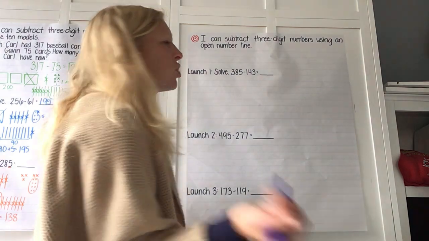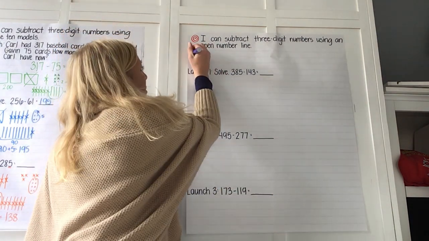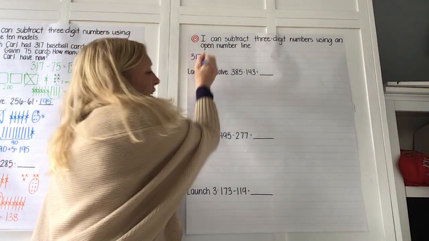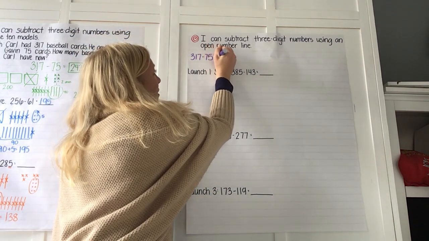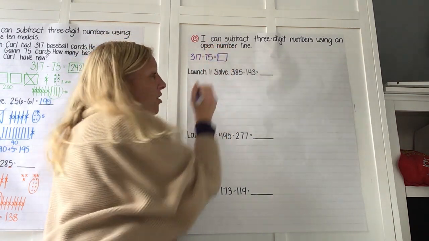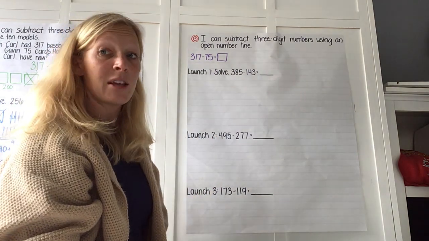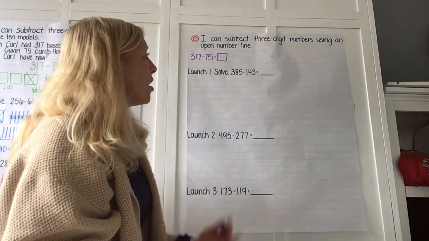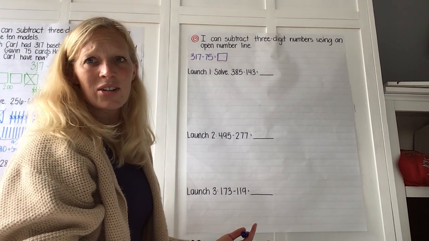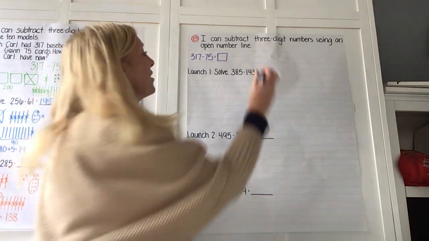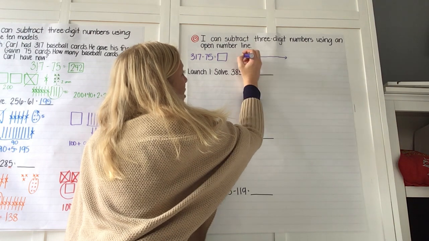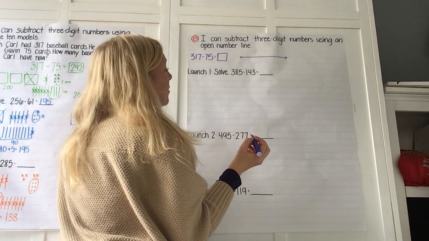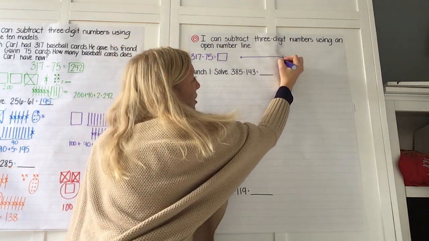So I'm gonna show us a problem from yesterday. One of our problems was 317 take away 75. Remember that one? Now this, I know, is just a 2-digit number coming from this, but it'll help us practice. So on an open number line, where do I start? Right. So I'm going to start with that first number in my equation. And where am I going to put it? Why am I putting it down here?